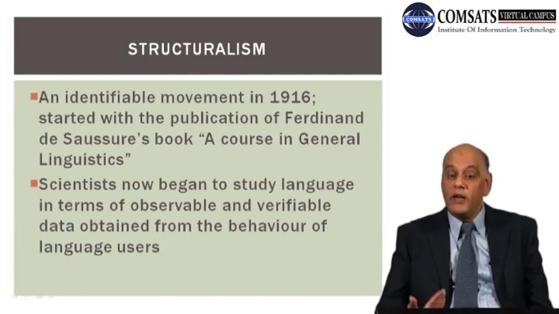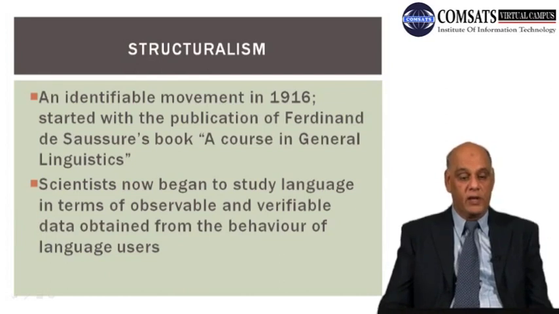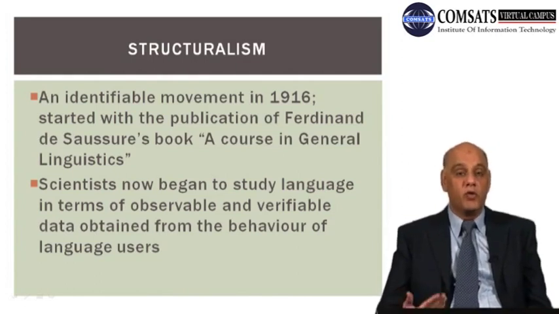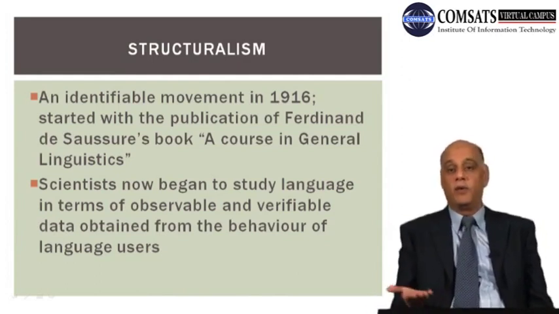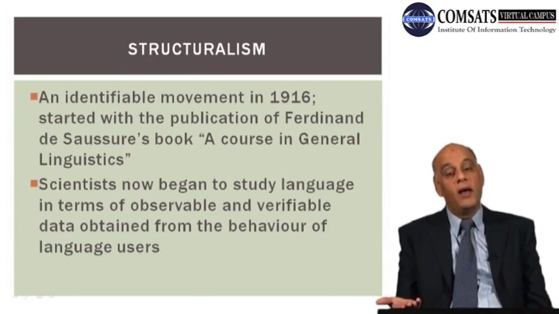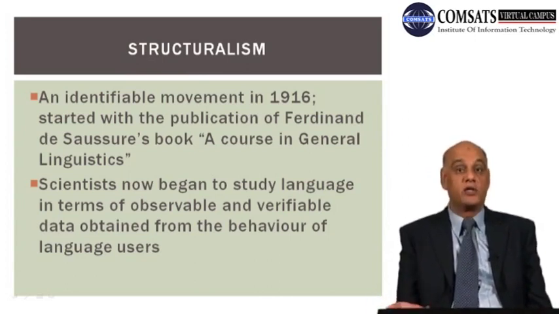An identifiable movement in 1916 started with the publication of Ferdinand de Saussure's book, A Course in General Linguistics. So here we get the idea that the movement was started by Ferdinand de Saussure, the father of modern linguistics, as we had this very beautiful title for him. Most of modern linguistics, we said, is called Saussurian linguistics, because of his great contributions to the world of linguistics. After his book, A Course in General Linguistics, he came up with a new idea.